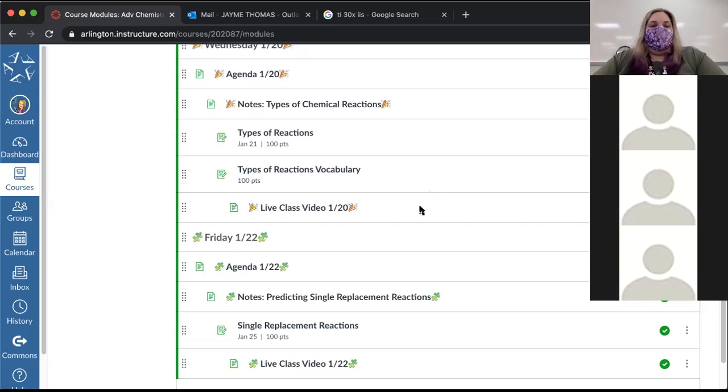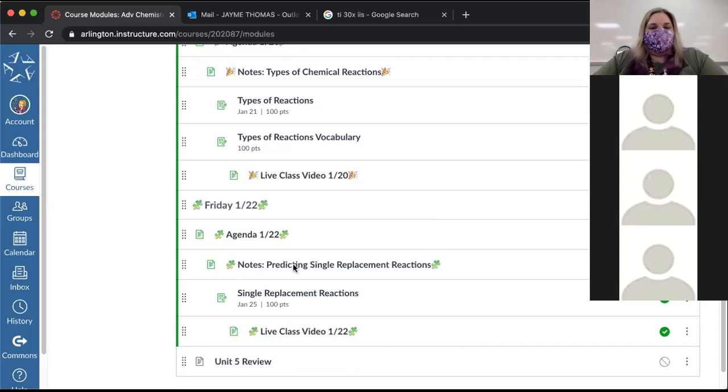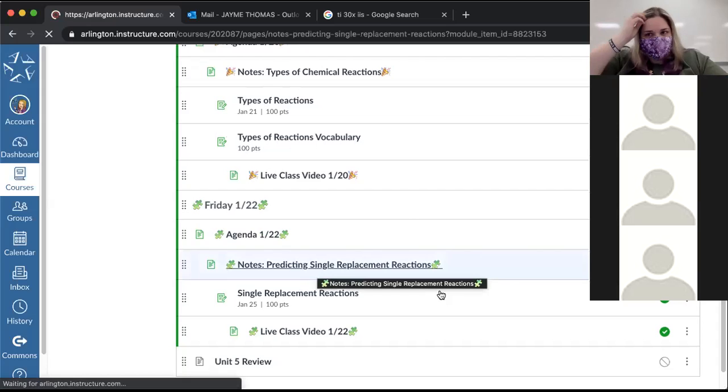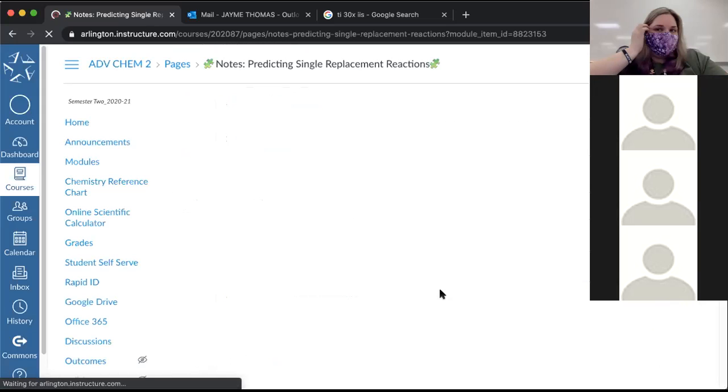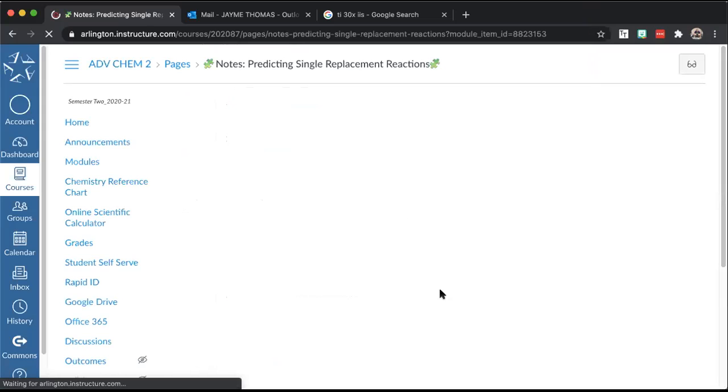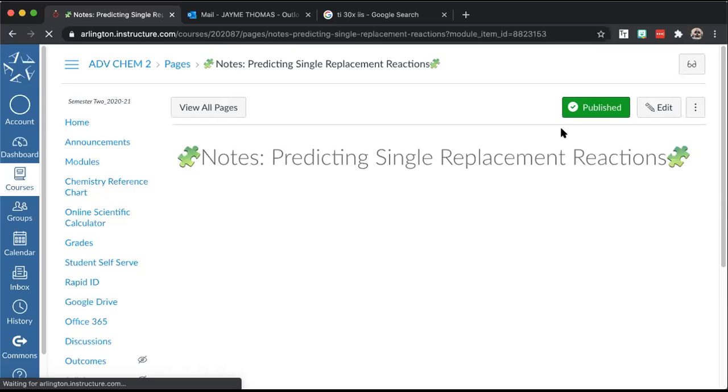Okay. So today I told you guys we were going to look at specifically single replacement reactions, because we are going to learn how to predict. If they only give us the reactants for a single replacement reaction, I can predict what products I'm going to make. That's what we're going to look at today. You have notes in here. We're going to look at this quickly, and then we're going to do some practice together before you have your practice for your assignment.